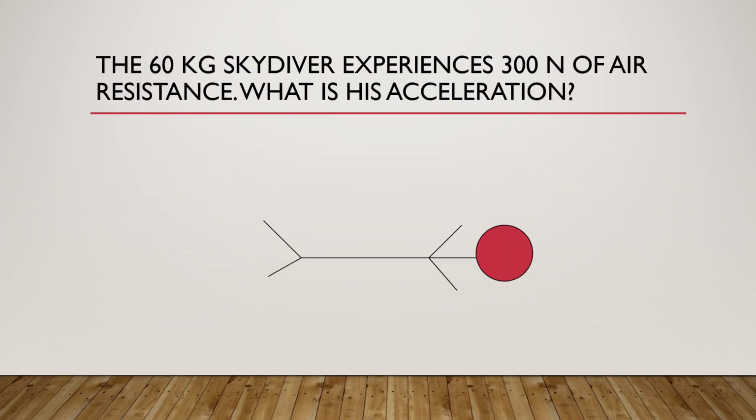Okay, skydivers. All right, so this is the basic skydiver. What is the acceleration? We know how to do this. Skydivers, the mass goes in the head, 60 kg. The down arrow is gravity. The up arrow is air resistance. So the air resistance is 300. The down arrow is going to be 60 times 9.8, 588. I don't know why I stuck that in.